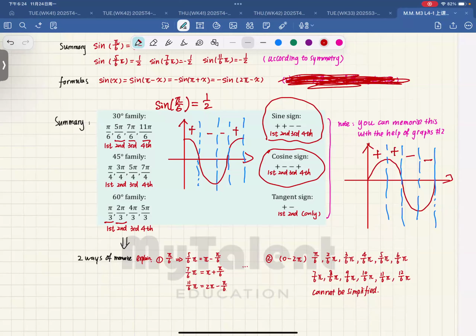Positive something. Now, cosine pi over 3. Let's go back to that table. That's positive. Cos pi over 3 is 1/2. So it's a positive 1/2. Does it make sense? Yeah.